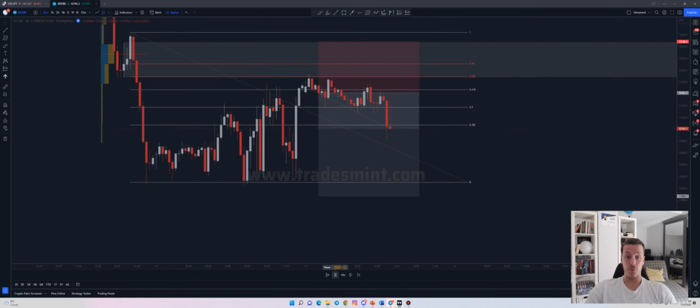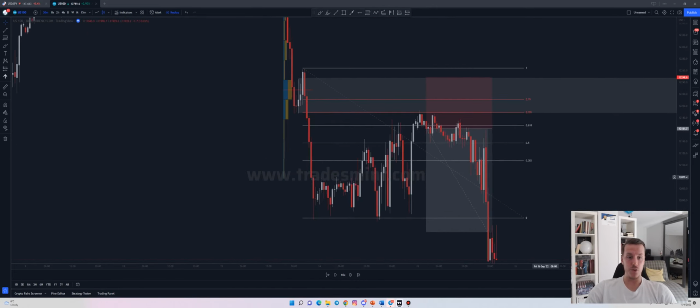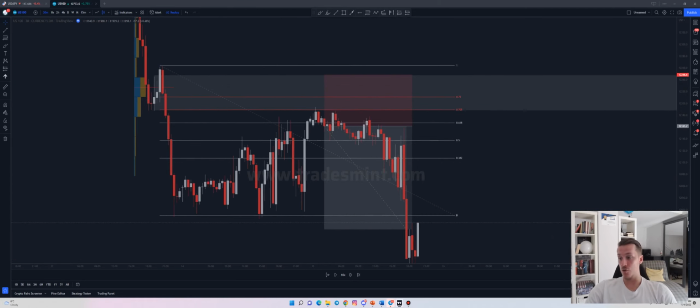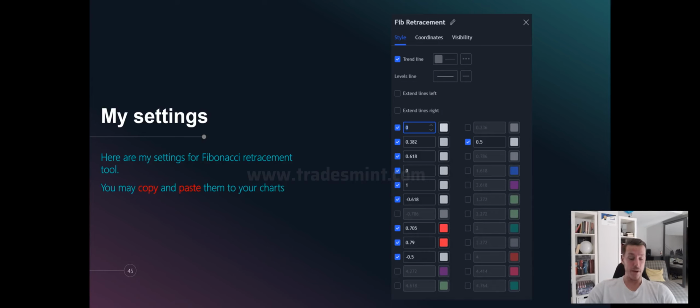Simple as that. So Fibonacci, probably all of you know how to use it. The main thing is you need to add these settings to your Fibonacci. And here, those are my settings. You can stop the video. You can take a picture with your phone and copy these settings. You can do your colors, whatever you want. But these are my settings for my Fibonacci tool. You can copy and paste them.